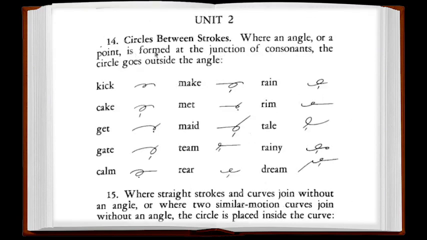Unit 2. Circles between strokes. Where an angle or a point is formed at a junction of consonants, the circle goes outside the angle. Kick, cake, get, gate, calm, make, meet, made, team, rear, rain, rim, tail, rainy, dream.